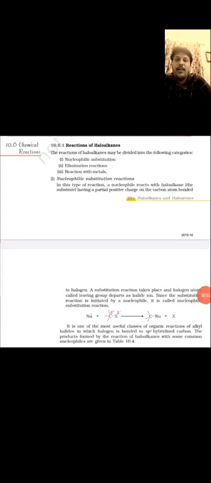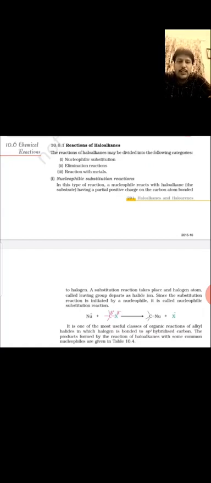Hello everyone. So in the last video we completed till physical properties, right? Today we are going to start with the chemical reactions. In the last video I discussed the types of reactions which we use in organic chemistry. Students, you can see on the screen, the reactions of haloalkanes are divided into the following categories. Number 1, nucleophilic substitution. Number 2, elimination reaction, and number 3, reaction with metals.